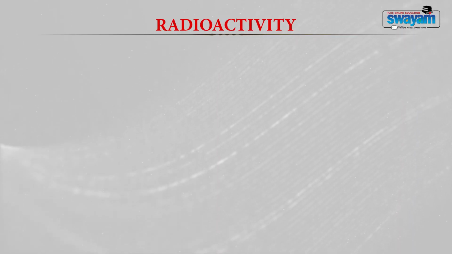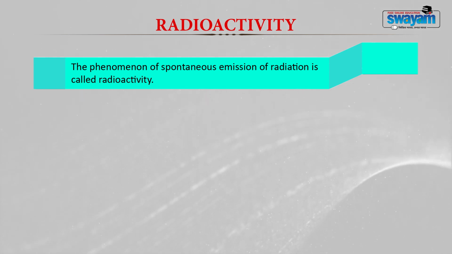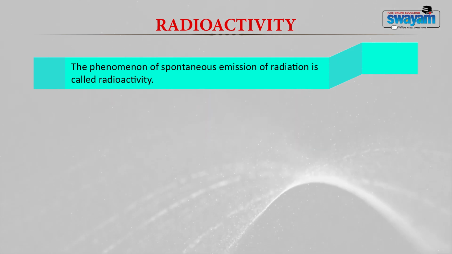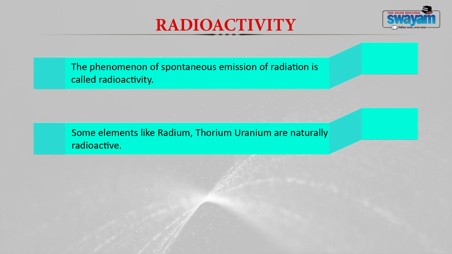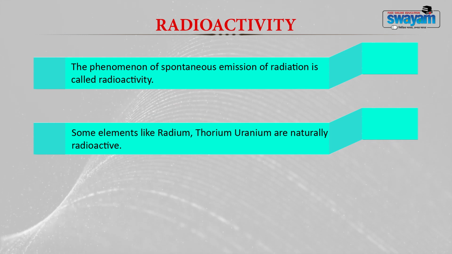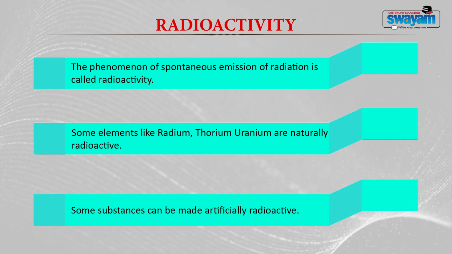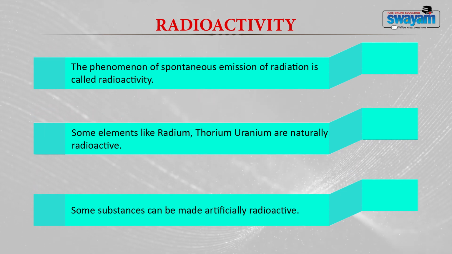Now, let me come to radioactivity. The phenomenon of spontaneous emission of radiations is called radioactivity. Some elements like radium, thorium and uranium are naturally occurring radioactive materials, and some substances can be made artificially radioactive. These naturally occurring radioactive materials are called NORMs, N-O-R-Ms, meaning naturally occurring radioactive materials.